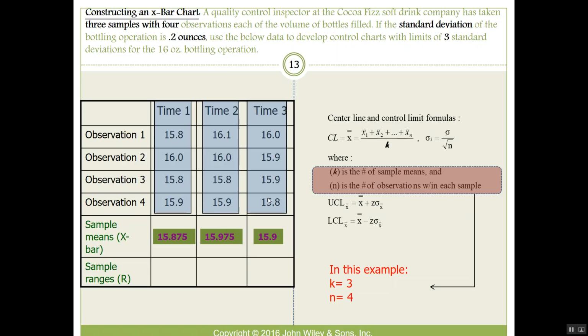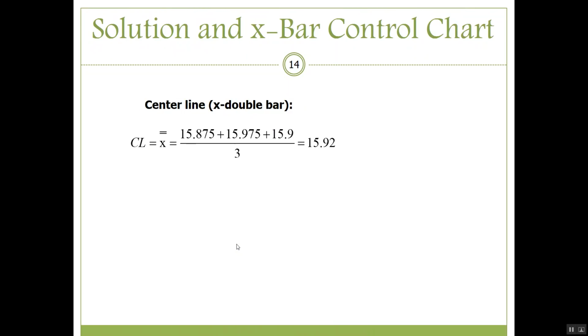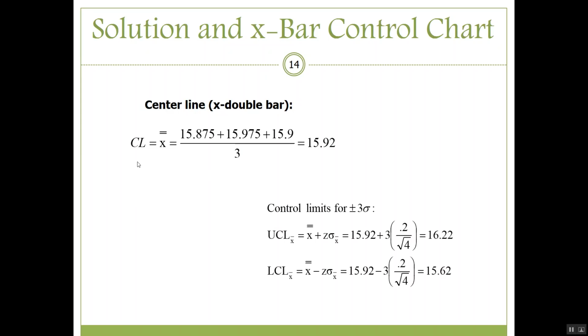So how do we calculate CL? Now that you know what x1 bar, x2 bar, and x3 bar are, CL, or the center line, is x double bar, which is basically x bar bar, so it's the average of our averages. That's x1 bar plus x2 bar plus x3 bar divided by k, or the number of samples, which is 3. So 15.92 is going to be my center line. And then the formulas for the upper control limit and the lower control limit for the x bar chart.